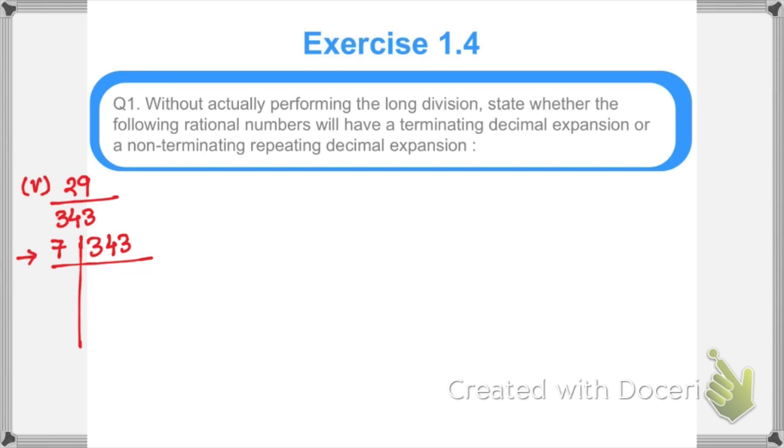343 will be divisible by 7. So here we will get 49, and then again 7 7 ja 49 we will get. So here you can write it as 343 is equal to 7 cube.